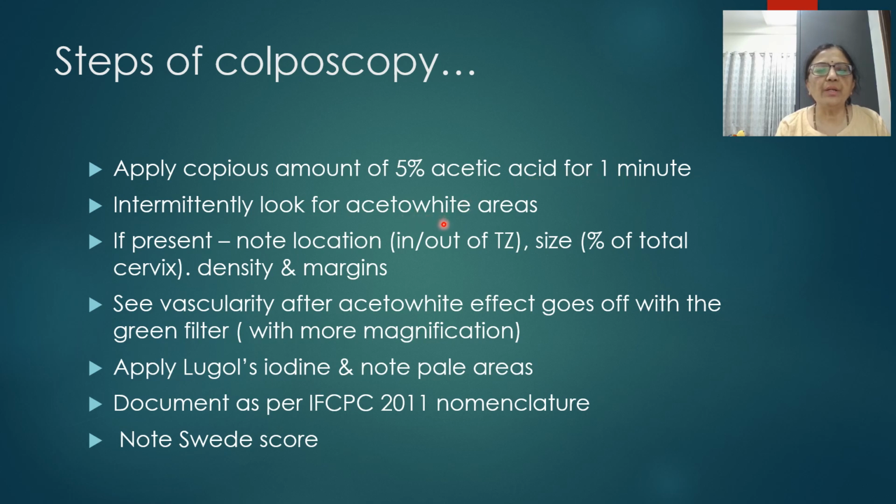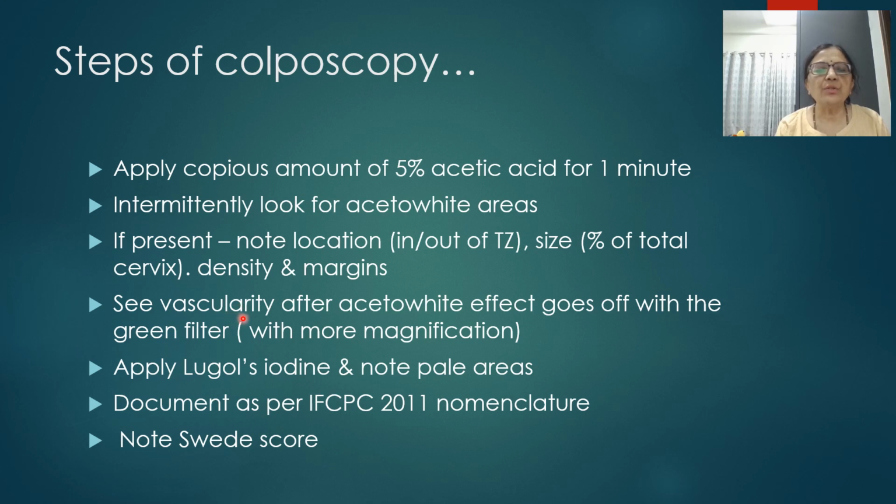Intermittently, we should look at whether acetowhite areas are developing or not. If acetowhite areas are developing, we should note the location: is it in the transformation zone or outside it. We should note the size of the acetowhite area as compared to the total cervix in percentage, whether it is densely white, milky white, or transparent, and how the margins are, whether sharp or diffuse. That we have to see.